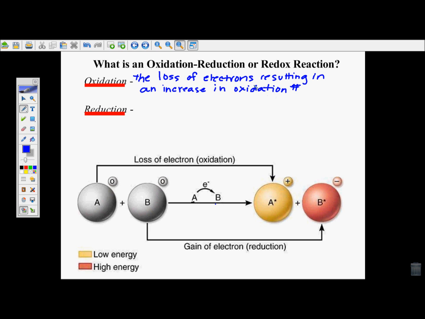Reduction is the gain of electrons, resulting in a reduction or decrease in oxidation number.